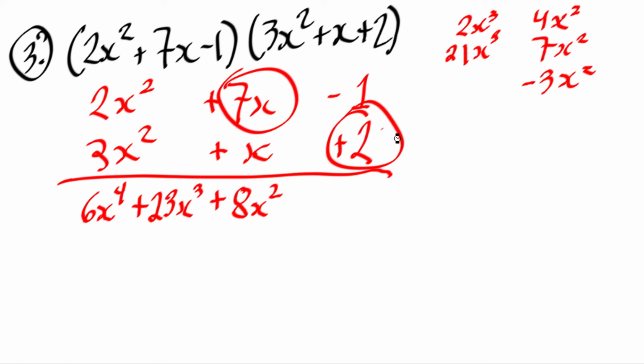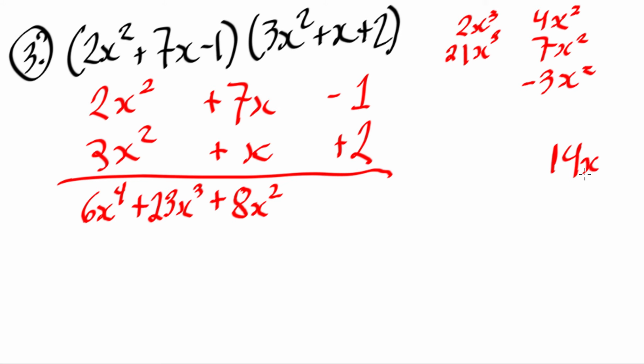Next is a crosswise method. 7x times 2 is going to give us 14x, and then minus 1 times x is going to give us minus x. So 14 minus 1 is positive 13x. And then lastly, minus 1 times positive 2 is going to give us minus 2. And that's our answer for number 3, where we're multiplying a trinomial by a trinomial. Those are our solutions for numbers 1, 2, and 3.